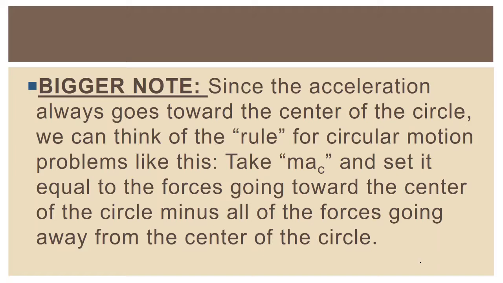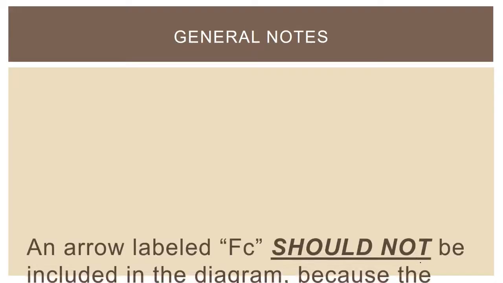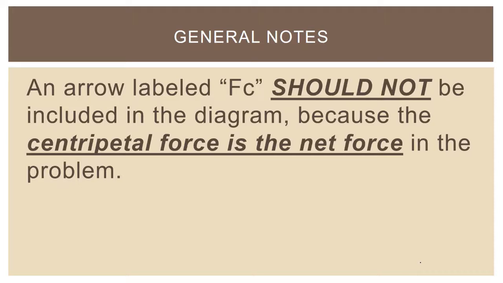Okay, so before we get into a problem, I think it would be important to write down a couple of general notes about these kinds of problems. The first general note is that an arrow labeled FC should not be included in the diagram because the centripetal force is the net force in the problem. So just like for a regular Newton's second law problem, you don't write F net in a free body diagram. The F net is a combination of the forces shown in the problem. It's the same thing here with the centripetal force.